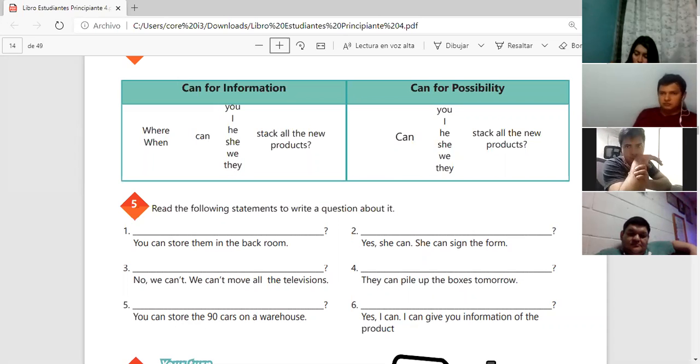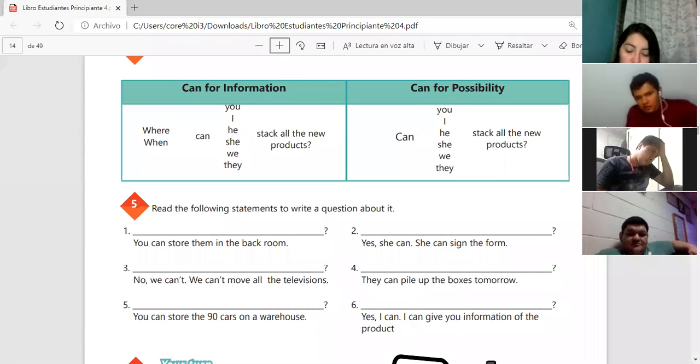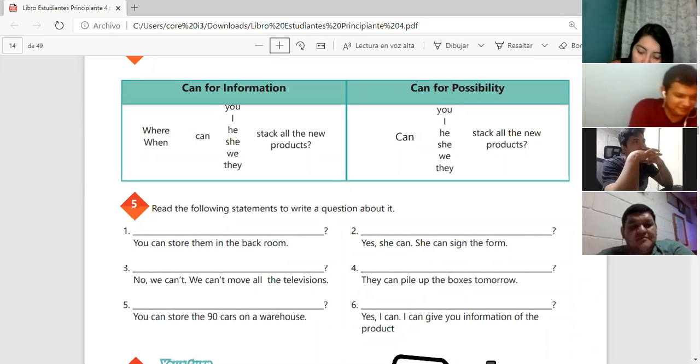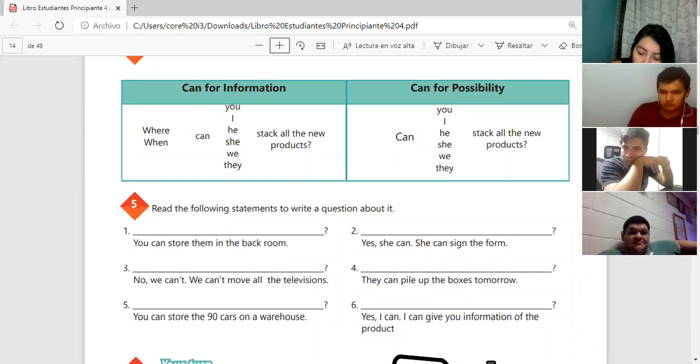Let's see the next one, Stanley. Can I check some messages on your cell phone? What is that? Permission. Exactly. Are you sure that is information? Can I check? Or what do you say? Permission. Oh, permission. Okay. Exactly. So it is permission because I want to verify those messages.